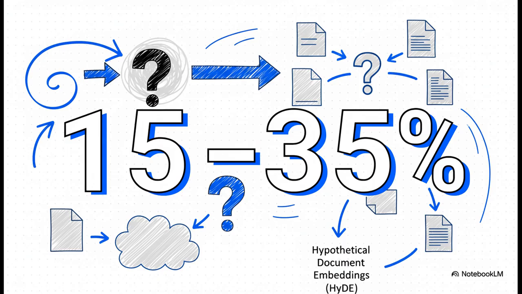By using the strategies we're about to cover, you could see a massive boost in your system's recall. That's its ability to find all the relevant documents. We're talking a potential 15 to 35% improvement. Seriously, that's a total game changer.